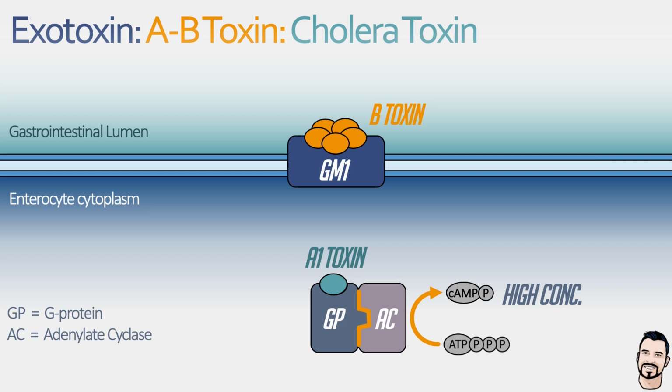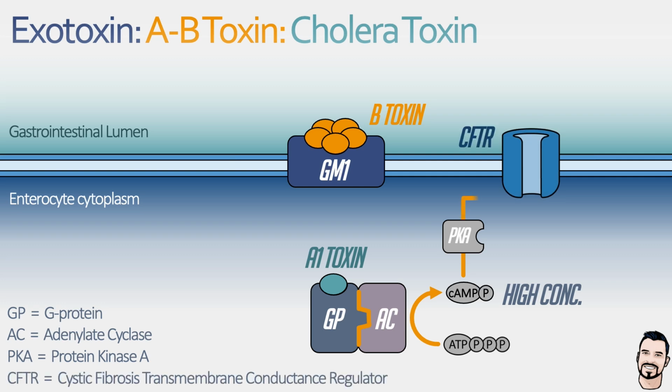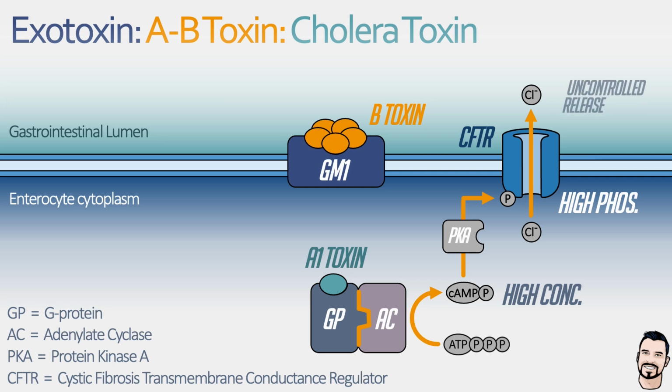Now, to complete the process, cyclic AMP interacts with protein kinase A, leading to the phosphorylation of the CFTR membrane protein and the movement of chloride ions from the cytoplasm into the gastrointestinal lumen. Now, because we have high intracellular concentrations of cyclic AMP, we have high phosphorylation rates of the CFTR protein, resulting in the uncontrolled release of chloride ions from the cell.